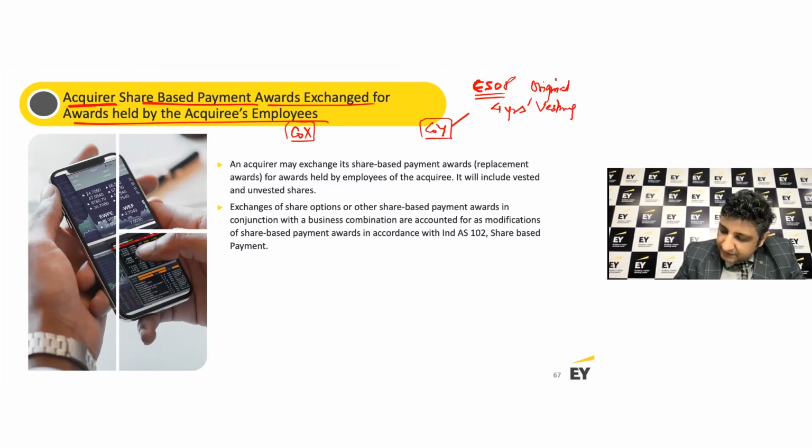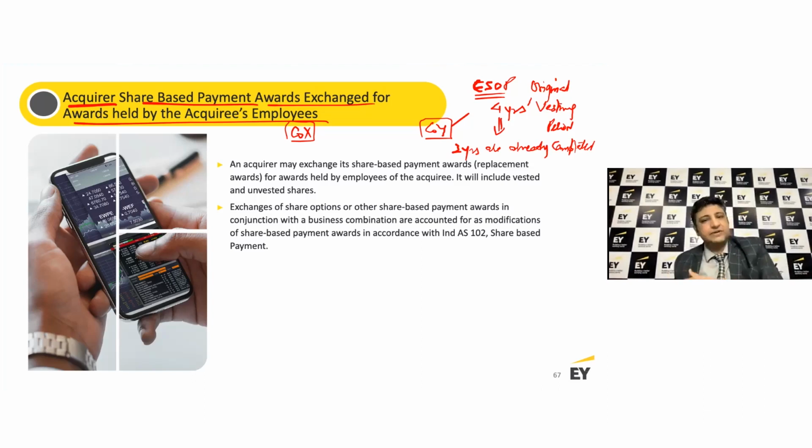So the original vesting period is 4 years. Okay. Let us say 2 years are already completed. Okay, which simply means that you're only left with 2 more years, right? Now, effectively, this company must have been accounting for that share-based payment in its books already. And half of the costs, 50% of the cost, must have already been booked by company Y.